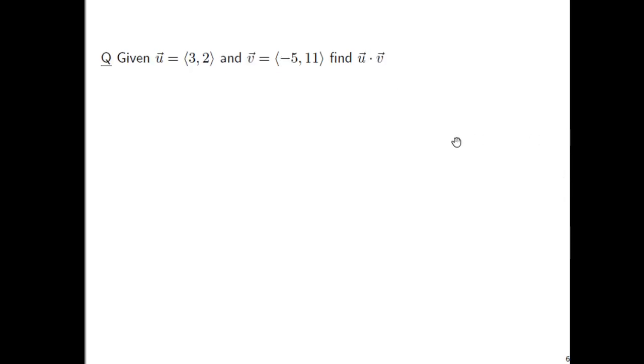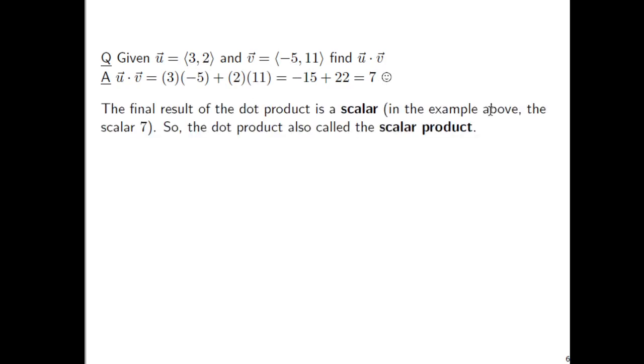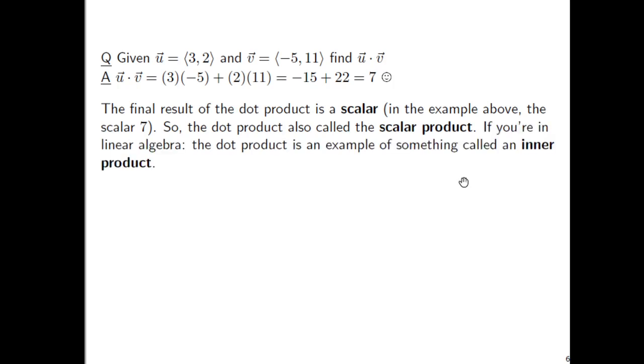So here's an example: vector 3, 2 and vector negative 5, 11. Let's find the dot product. Here's how it goes. I take the first components of 3 and negative 5, multiply them together. Take the second components of 2 and 11, multiply them together. Add the results. You end up with the number 7. You end up with a scalar. So the final result of the dot product, in this example, was 7. The dot product, therefore, is also called the scalar product.